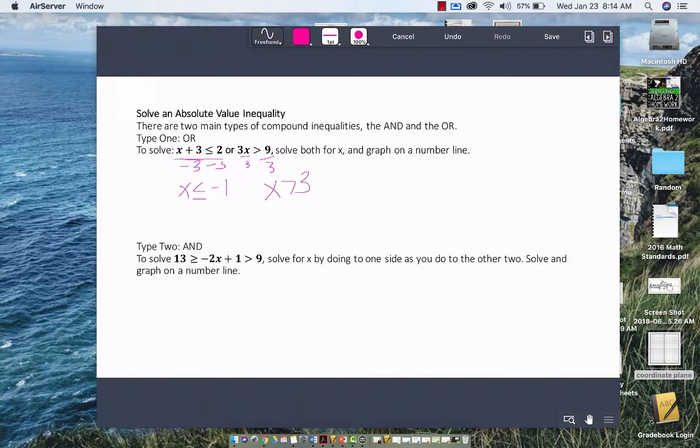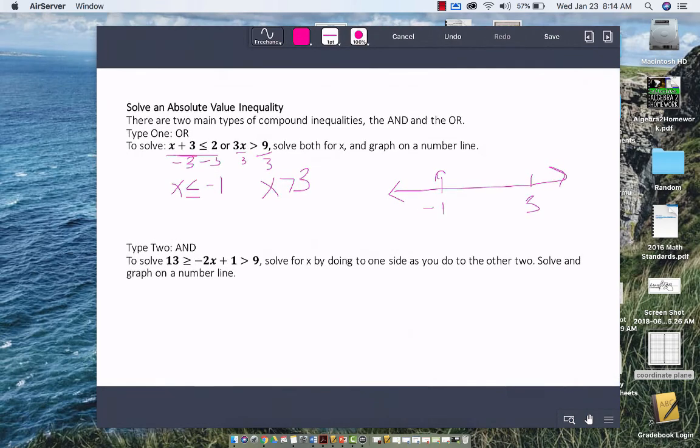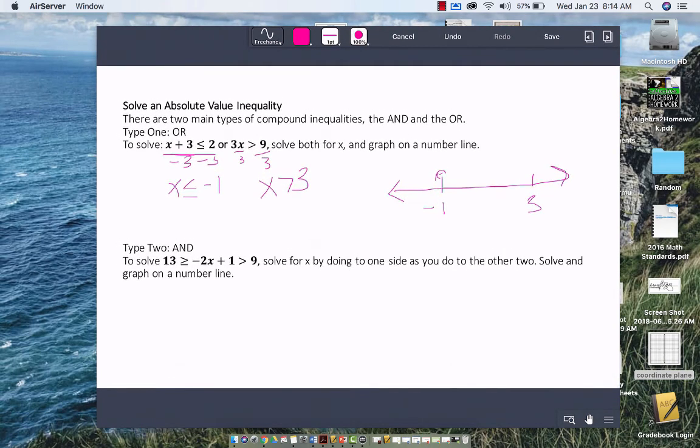So when we put this on the number line, why this is an "or" becomes a little bit more clear. Again, the numbers that I'm concerned with are negative 1 and positive 3. And we're saying that x is less than or equal to negative 1, so that's our filled in circle, and it's going to be less than that. Or the number can be bigger than 3, and either of those situations work out.